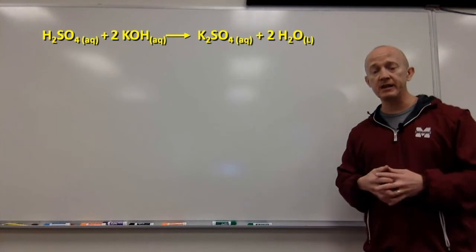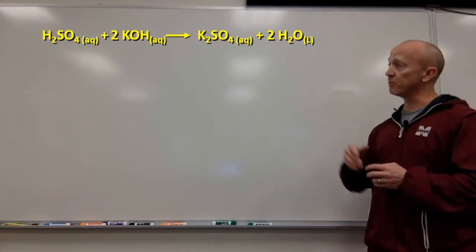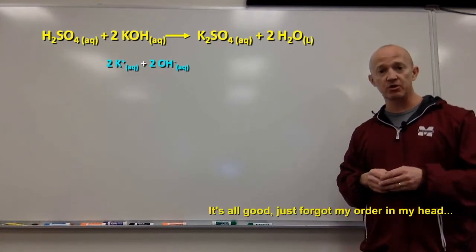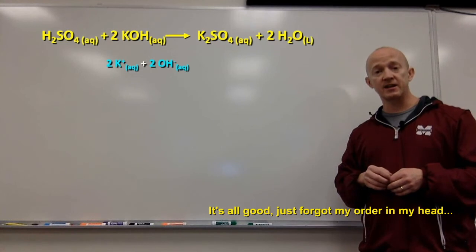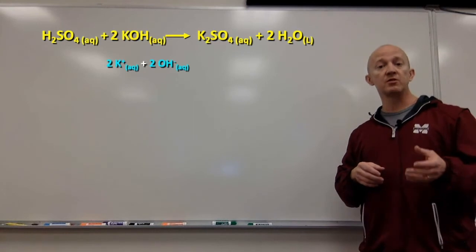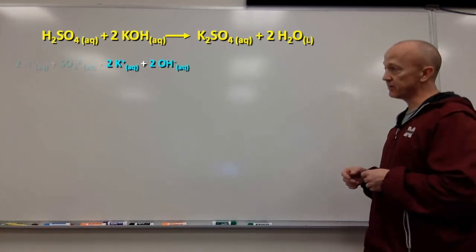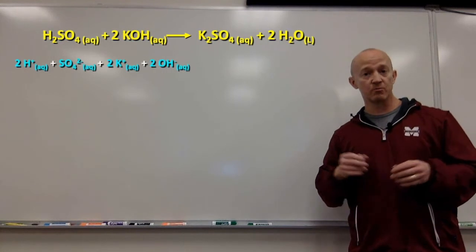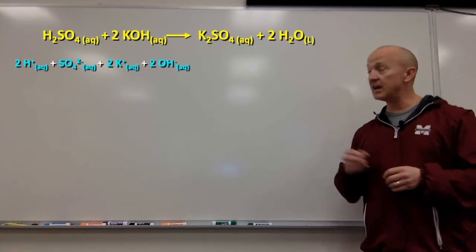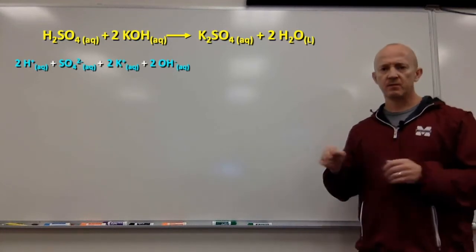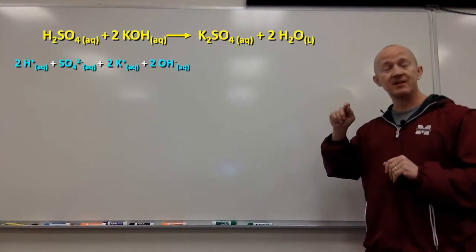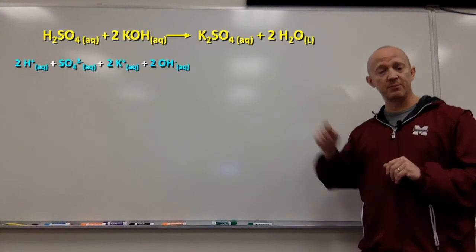So let's form our complete ionic equation, starting with the 2 formula units of KOH. That's going to give us 2 potassium ions with a +1 charge and 2 hydroxide ions, each with a -1 charge. Those ions are aqueous. Let's move on to the sulfuric acid. That's going to give us 2 hydrogen ions with a +1 charge and a sulfate ion with a -2 charge, each of which is also aqueous. By the way, it's important to remember to write 2 hydrogen ions. Don't write H2 with a plus charge.